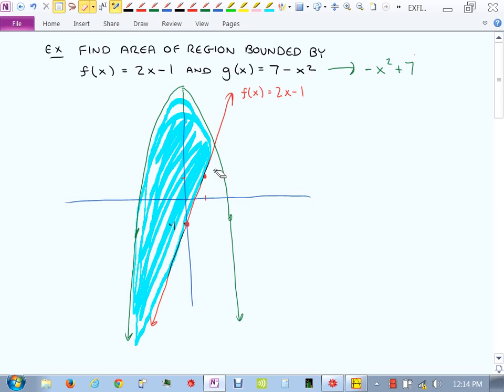What should we find? What do you want to do? We can find where they hit each other first, or we can set up the integral first. It really doesn't matter. You want to find the intersections? Okay, let's find the points where they intersect. So somewhere down there they hit, and somewhere up there. So intersections.